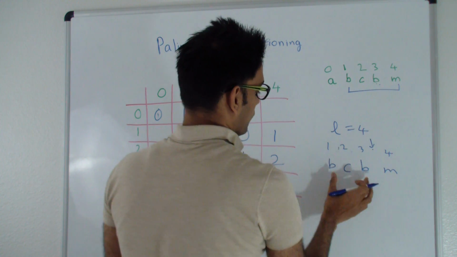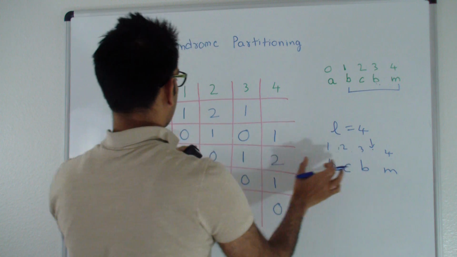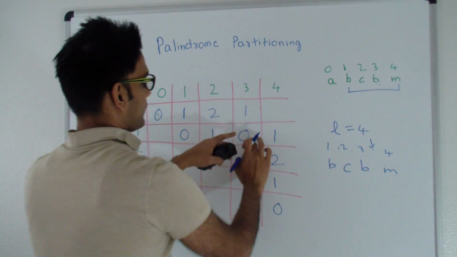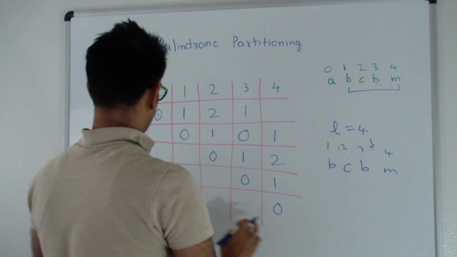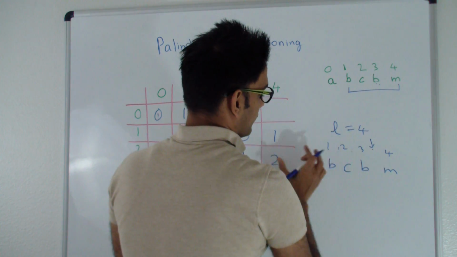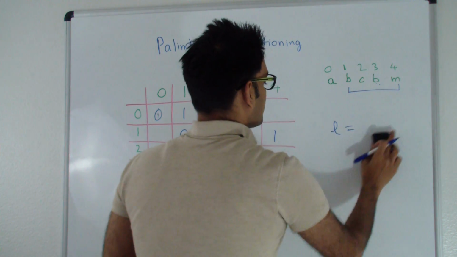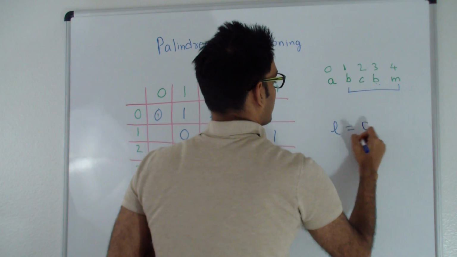Again, if we split at this point, this is already a palindrome, so it takes 0 to split this guy, which is represented here, 0, 1, 2, 3, 0. This is already a palindrome, and it's 4 to 4, 0. And it takes 1 split to split into this and this, so that's 1 here. Let's try L is equal to 5.